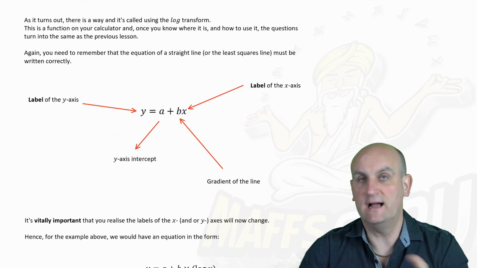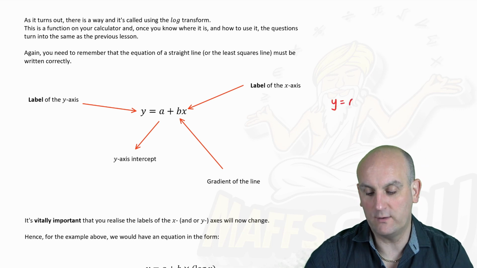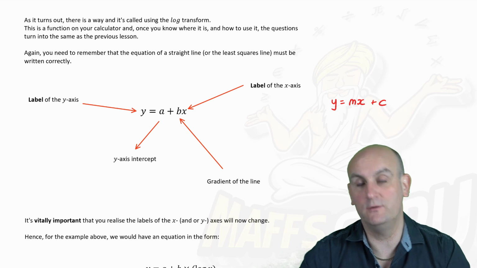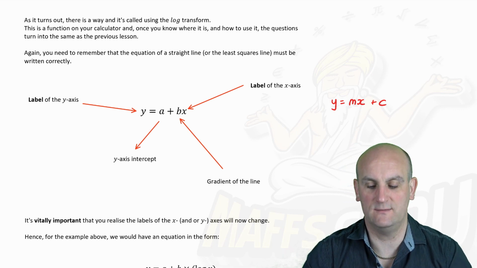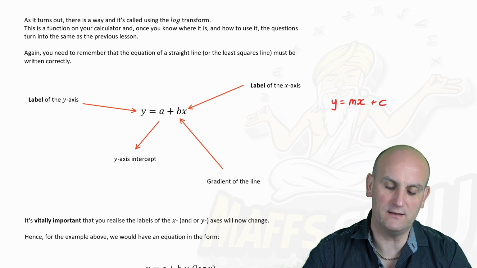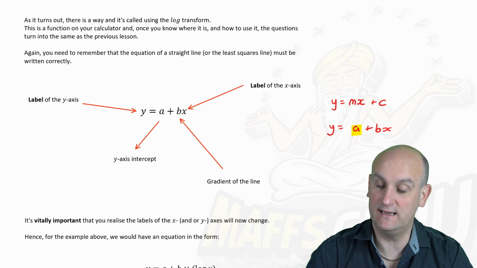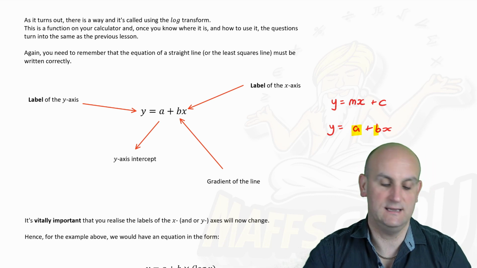Again, as I've said in the previous lesson, and I'm going to keep going over and over this, the equation of a straight line, which is what we're trying to do, is y equals mx plus c. That is the stuff we've taught you in year 9 and year 10, but for Further Maths now, that becomes y equals a plus bx, where the value of a is our intercept and the value of b is our gradient.